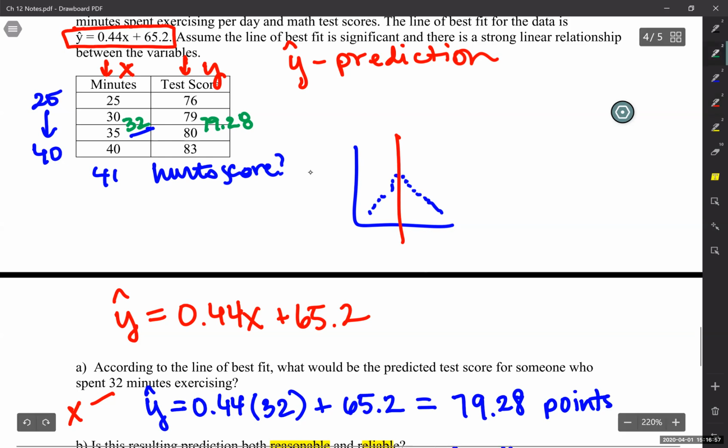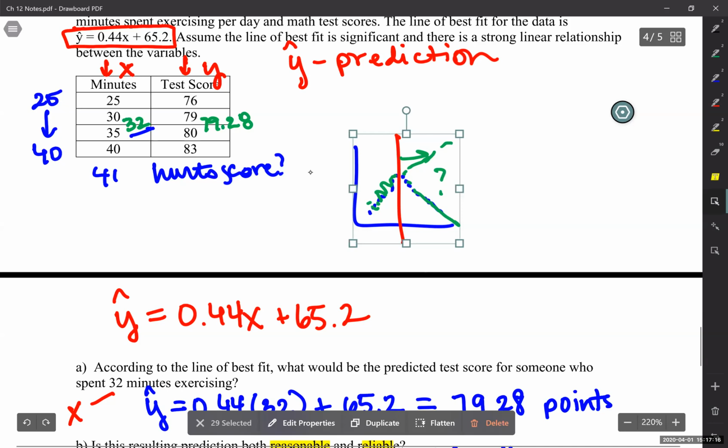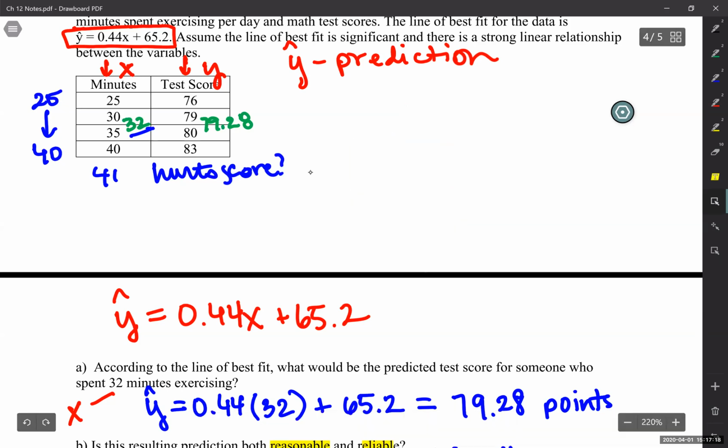if you only give me numbers and data that go up, and I don't see what's happening to the right of the line, I can't make predictions to the right of the line because I don't know if it's going to keep going up or if it's going to start going down. I don't know what the scenario is, so we can't guess outside the scope of the data. But anything from 25 to 40, we can make estimates on.